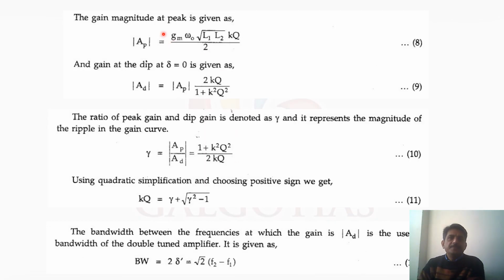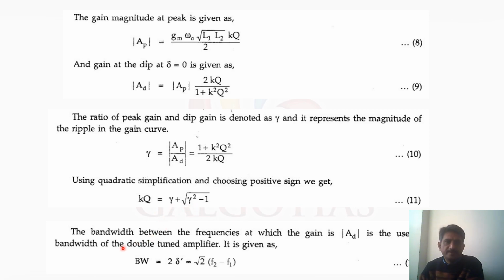The gain magnitude at peak is given as |A_P| = gm ω0 √(L1 L2) kQ / 2, and the gain at dip, that is δ equal to 0, is given by this equation. So the ratio of peak gain and dip gain is denoted by gamma and represents the magnitude of the ripple in the gain curve.